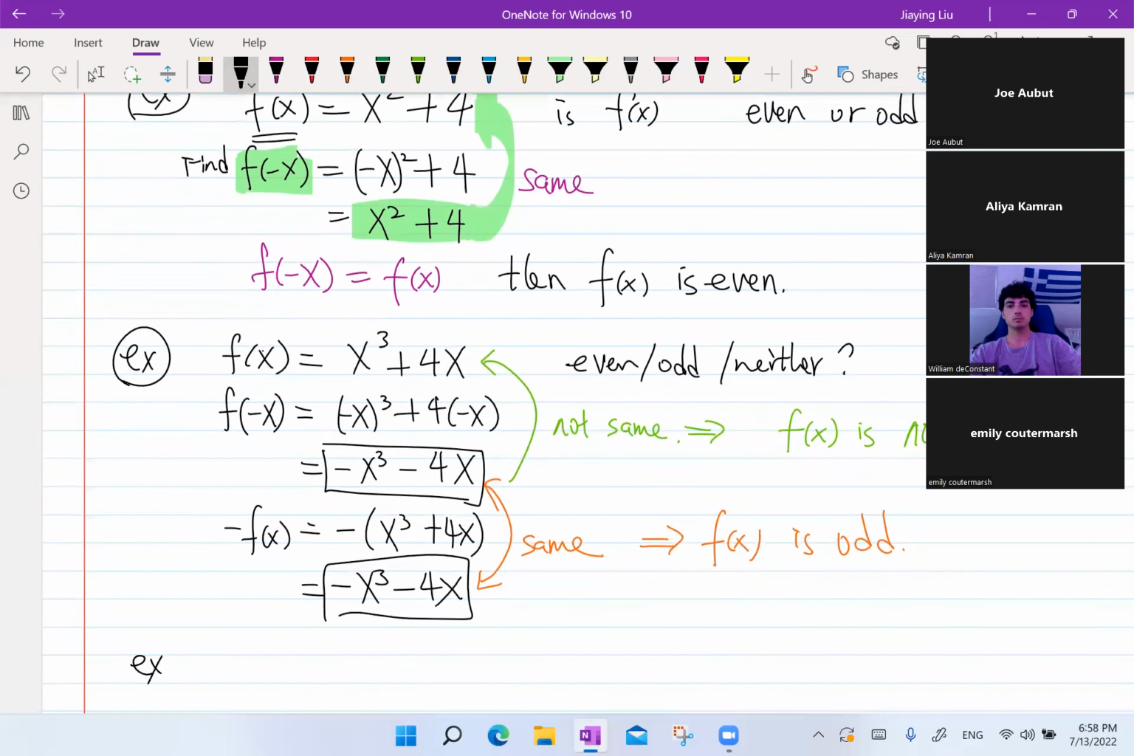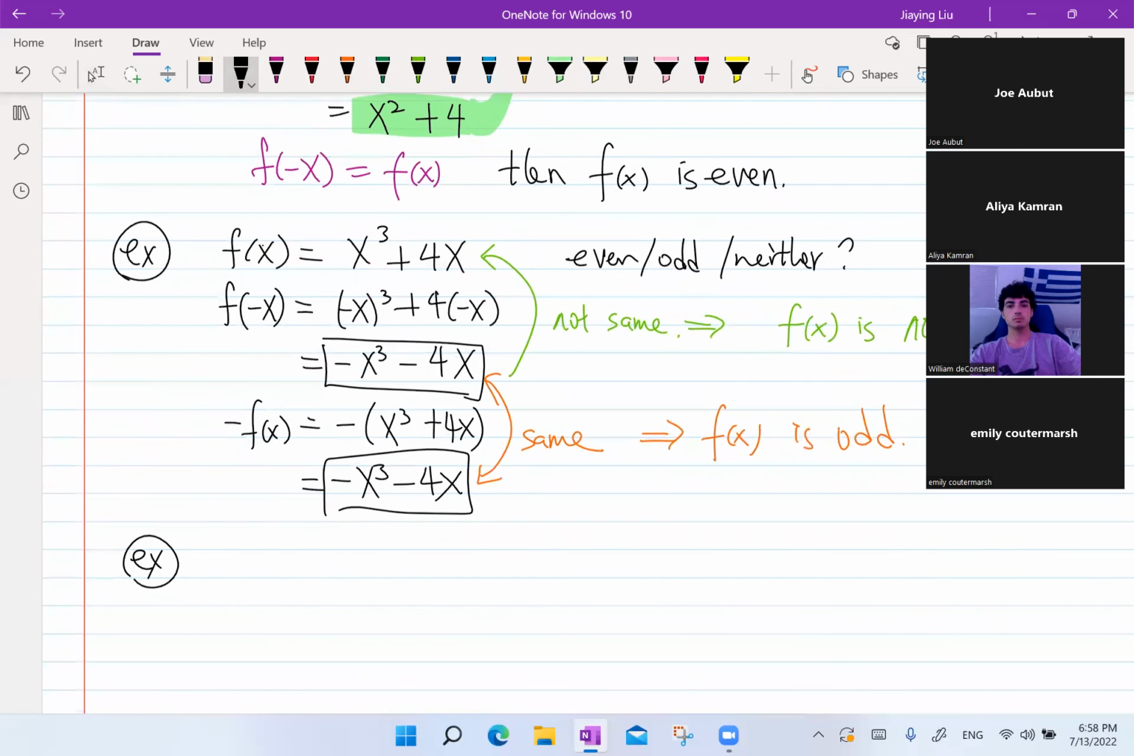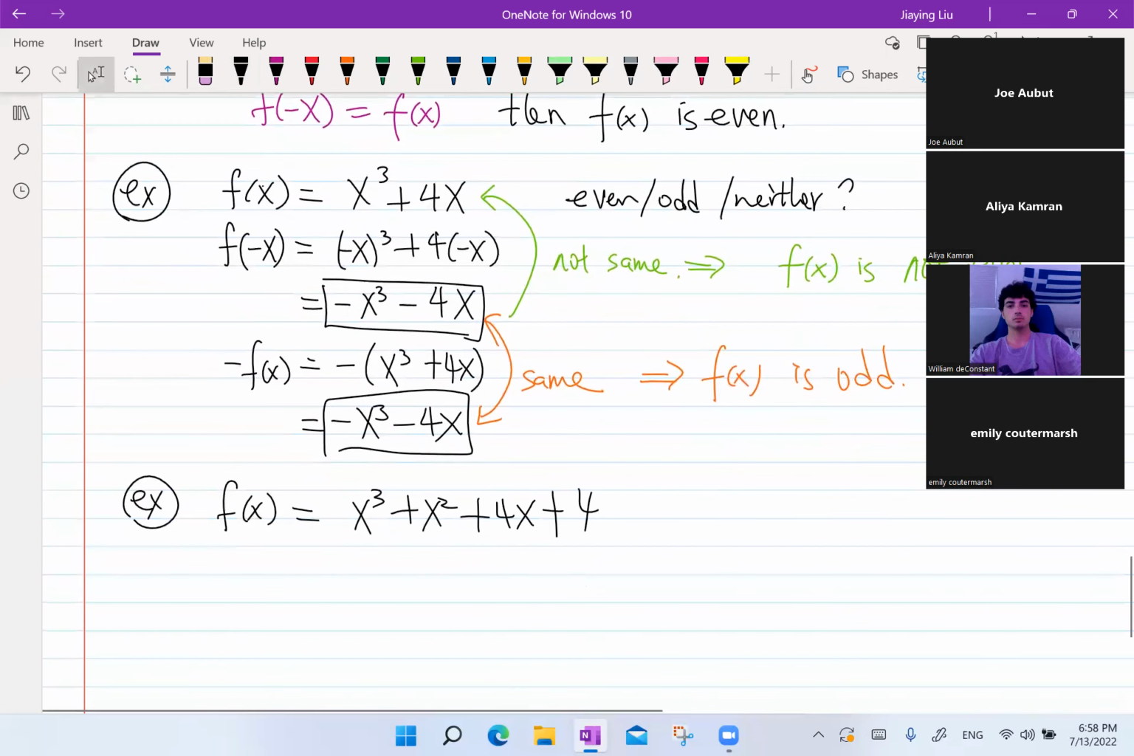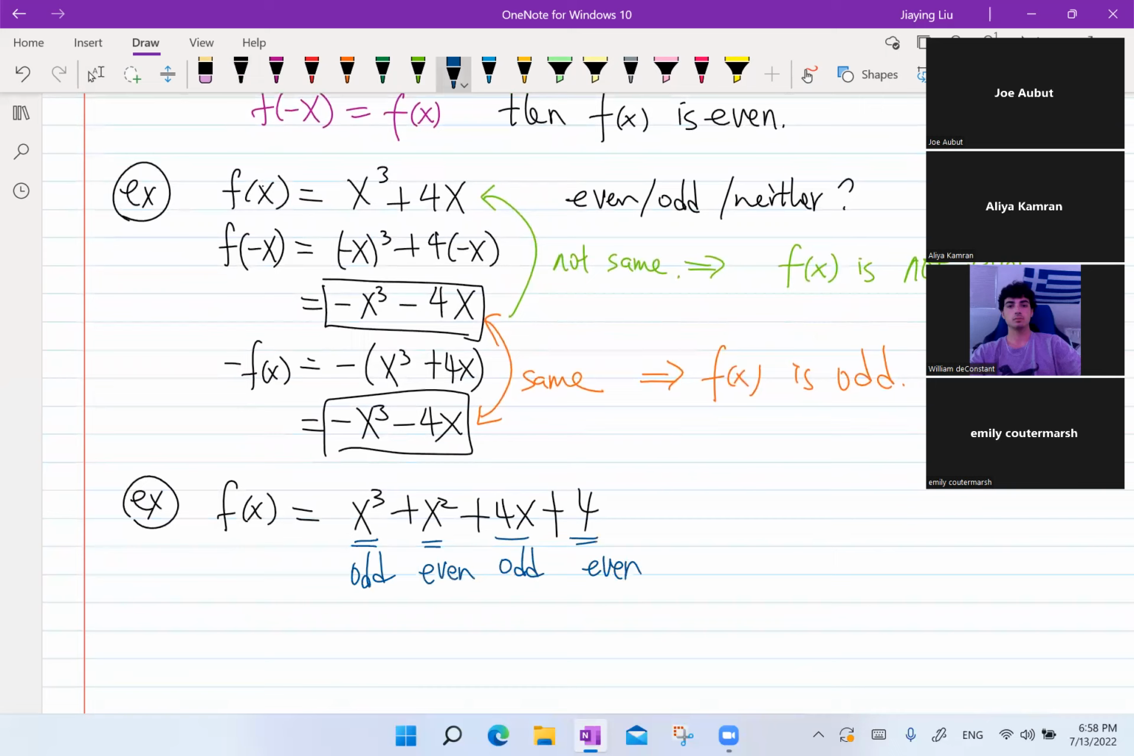And another example, I'm not going to do it fully, but I want to show you. So if we have f of x equals x cubed plus x squared plus 4x plus 4, doesn't matter. If we have some function like this, is this going to be even or odd? Well, the truth is, because this one is odd, this one is even, this one is also odd, this one is even. When you have an odd and an even function mixed together in terms of an addition and a subtraction, it's going to be neither.